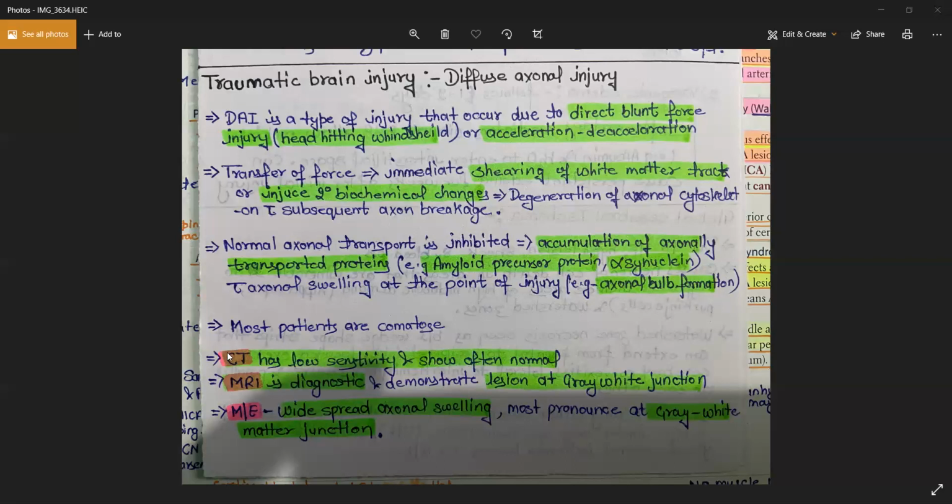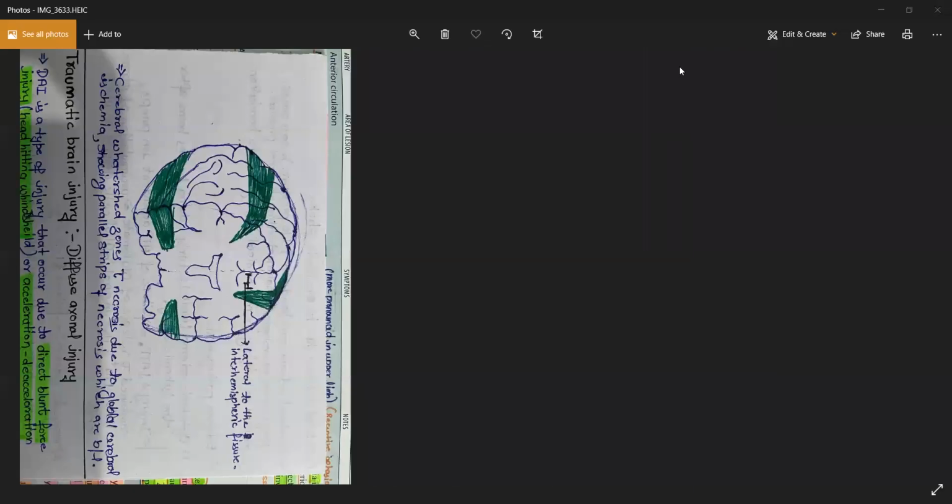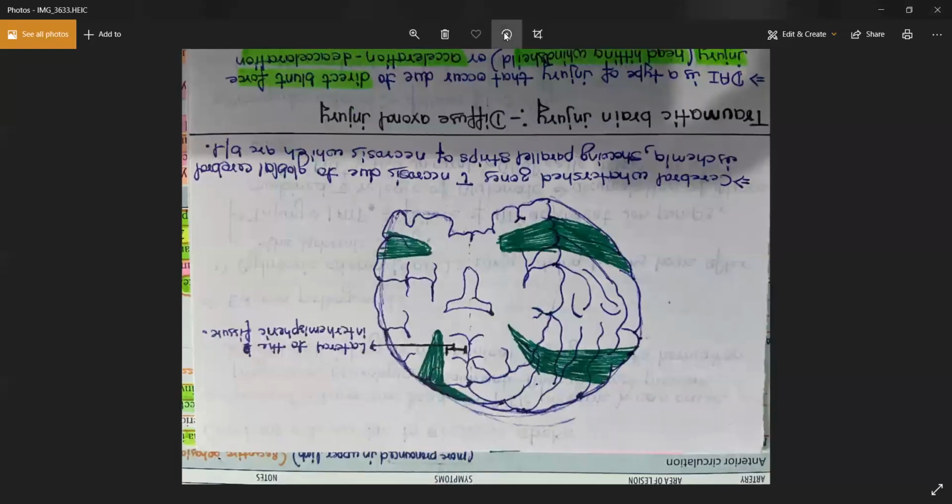On the CT, I cannot show anything, so you will have to do the MRI. It will show the lesions at the gray white matter junction. On the microscopy, you will see the axonal swelling, and this swelling is most pronounced at the gray white matter junction. And that was the figure I was talking about before when we discussed the diffuse brain injury.